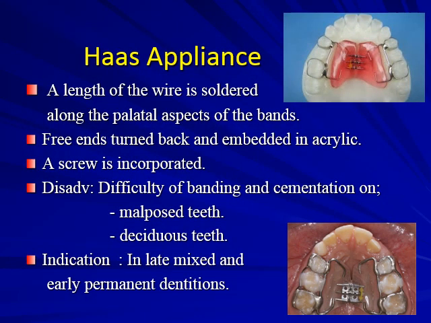The Haas appliance is used in patients in late mixed and early permanent dentition stages. It consists of bands on the premolars and the first molars together with a length of wire which is adapted to the palatal aspect of the premolar and molar bands, then soldered. The free ends of the wires are bent 90 degrees and embedded in the acrylic together with a screw in the center of the acrylic. The disadvantage of the Haas appliance is that it is difficult to bend and cement the appliance on deciduous or malposed teeth.